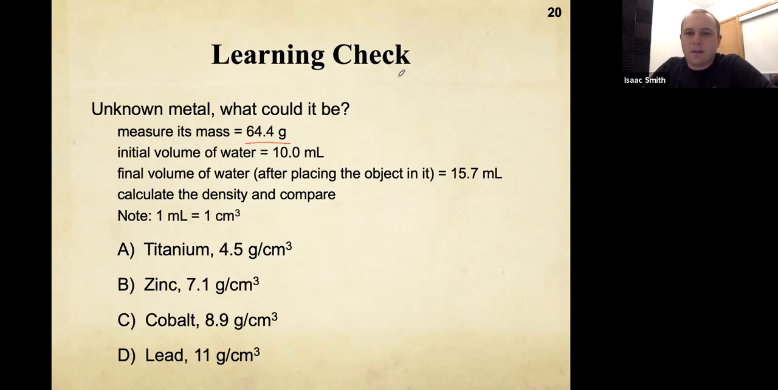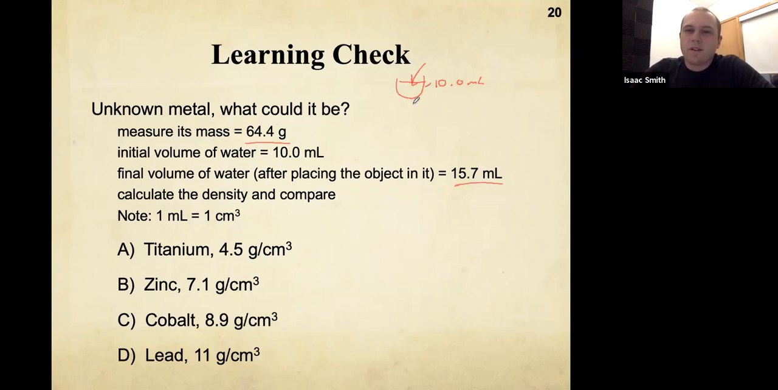Okay, that's what the scale reads. And then let's say you have a beaker of water, and in this beaker there's 10.0 milliliters, which is what you can measure. And then after you put the metal chunk in there, it reads 15.7 milliliters. So calculate the density and compare.